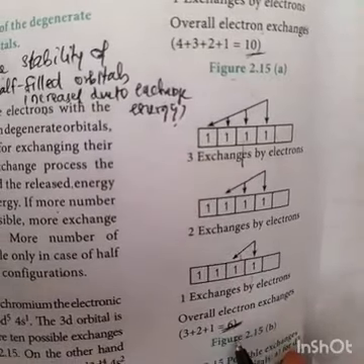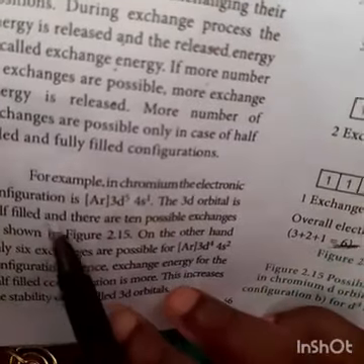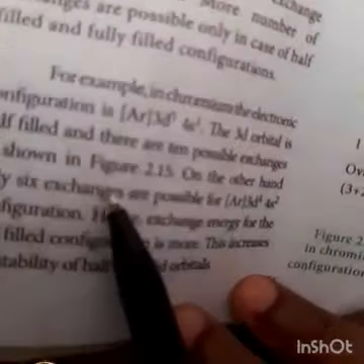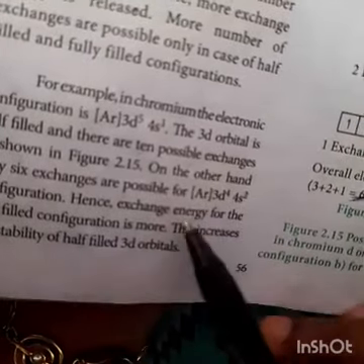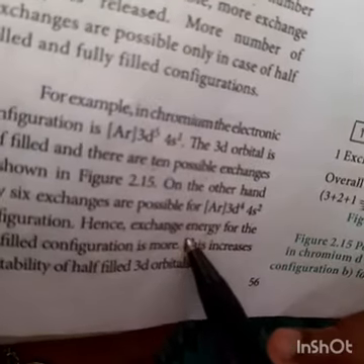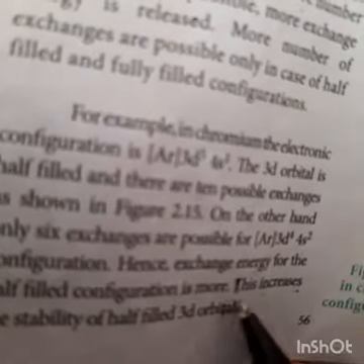Okay, for example, in chromium, the electronic configuration is argon 3d5 4s1. The 3d orbital is half-filled and there are 10 possible exchanges as shown in your figure. On the other hand, only 6 exchanges are possible for argon 3d4 4s2 configuration. Hence, exchange energy for the half-filled configuration is more. Okay, this increases the stability of half-filled 3d orbitals. Understood? You should draw the figure also. Very, very important.